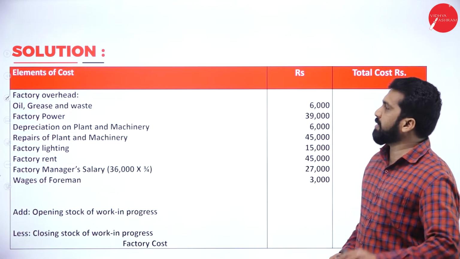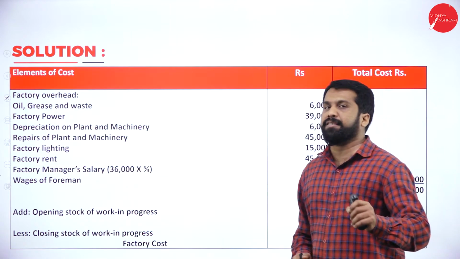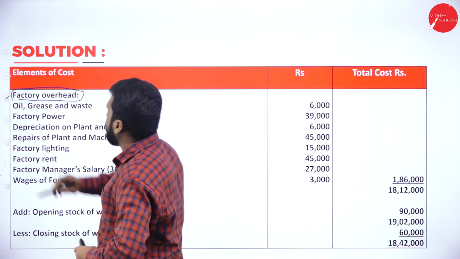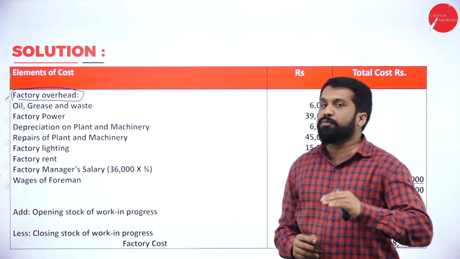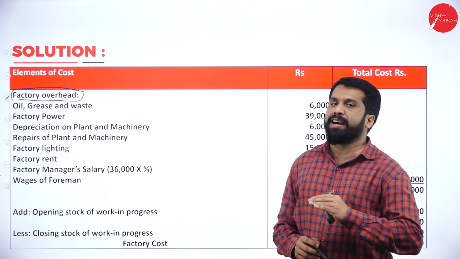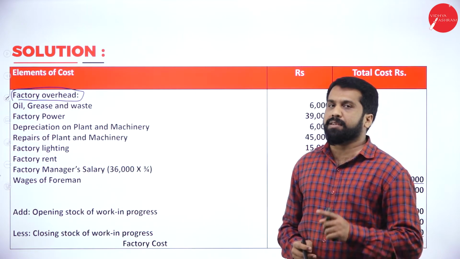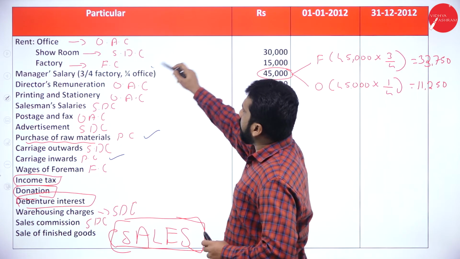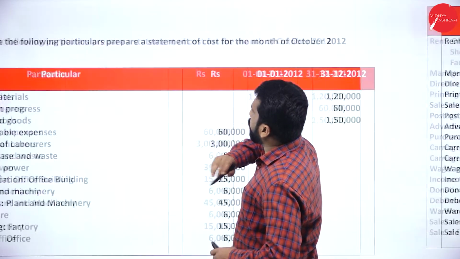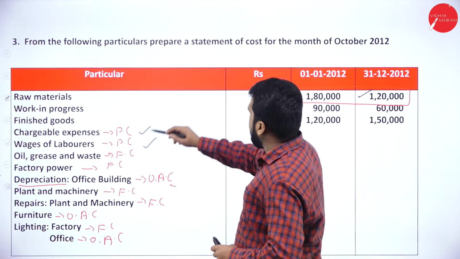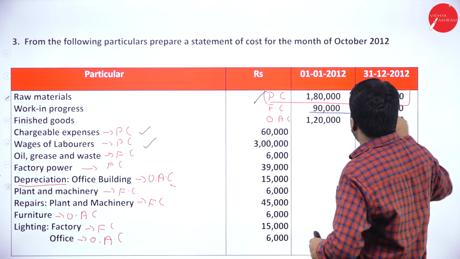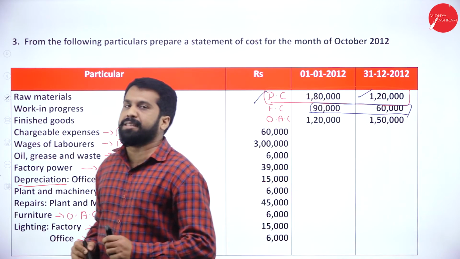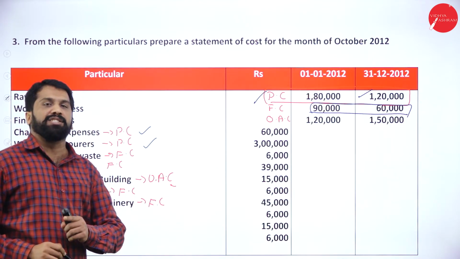Now we'll move to our second step, that will be your factory overhead. What is this? Your factory overhead. What are the things we have mentioned which comes under factory? Everything we will consider now. I'll go back to your question. See, rent. Before this, in this, what we have: opening work in progress, closing work in progress. Remember, opening is 90,000 and closing is 60,000.